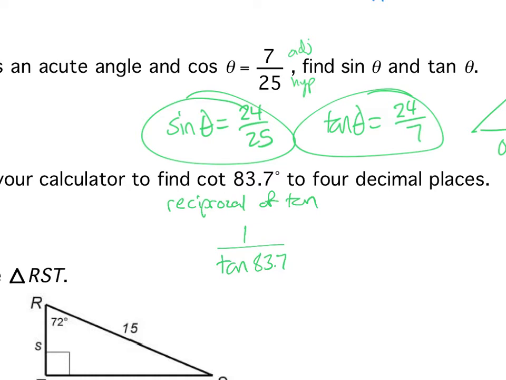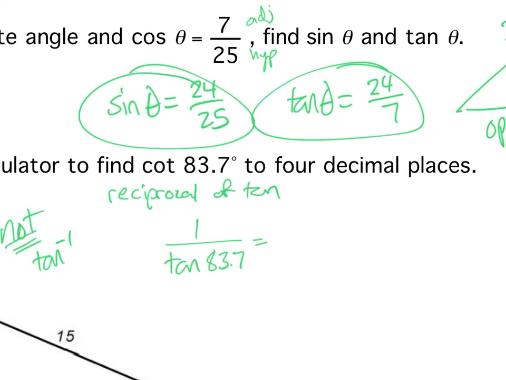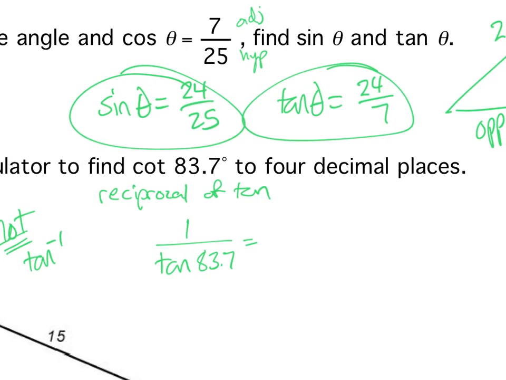It is not the second function of the tangent button, which will look like that. That means the inverse of tangent on your calculator. It does not mean reciprocal. And if you punch that in and it gives you an answer, it'll be the wrong answer. Sometimes you're lucky enough to punch that in and it tells you that there's some sort of error, which is a good indication that you've done something wrong. You need to write it as a reciprocal, 1 over tangent.